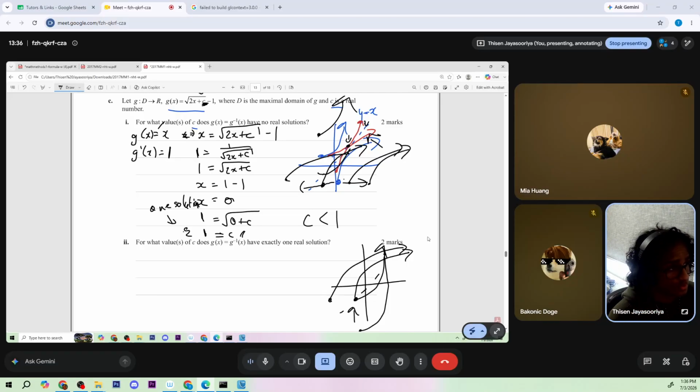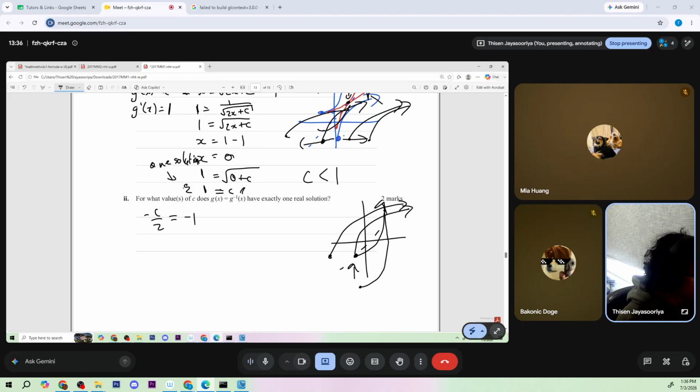So I want to find this point where the turning points of those graphs intersect each other. The turning point of this graph is negative c over 2, and this is negative 1. That means negative c over 2 must be equal to negative 1 because it intercepts at the line y equals x, which means that c has to be equal to 2. Which means if c is greater than 2, we're going to have exactly one solution. But c can also be equal to 1, because when c is equal to 1, it's going to be tangential. So these are our two solutions here.